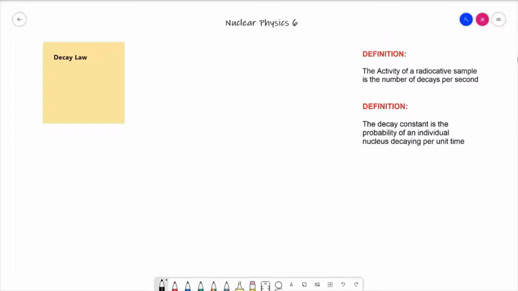just to remind you of the equations that we looked at, firstly we had A is equal to lambda N, where A is activity and the definition for activity is there on the right hand side. Lambda is the decay constant, and again the definition is there, and N is the number of radioactive nuclei in a given sample.